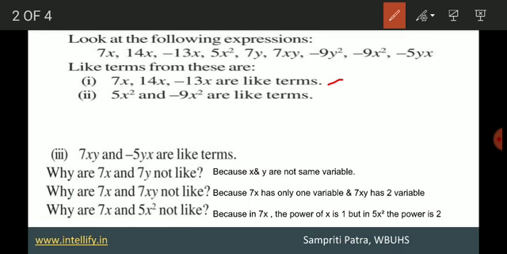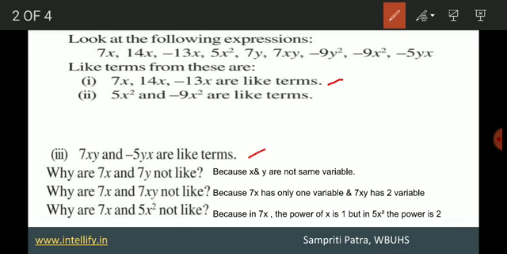Next, 5x square and minus 9x square are like terms, because here you can see that x square is common in both the terms, so they are like terms. And unlike terms, like 7x and 9x square, are not like terms; these are unlike terms. Next, 7xy and minus 5yx are like terms in this case.